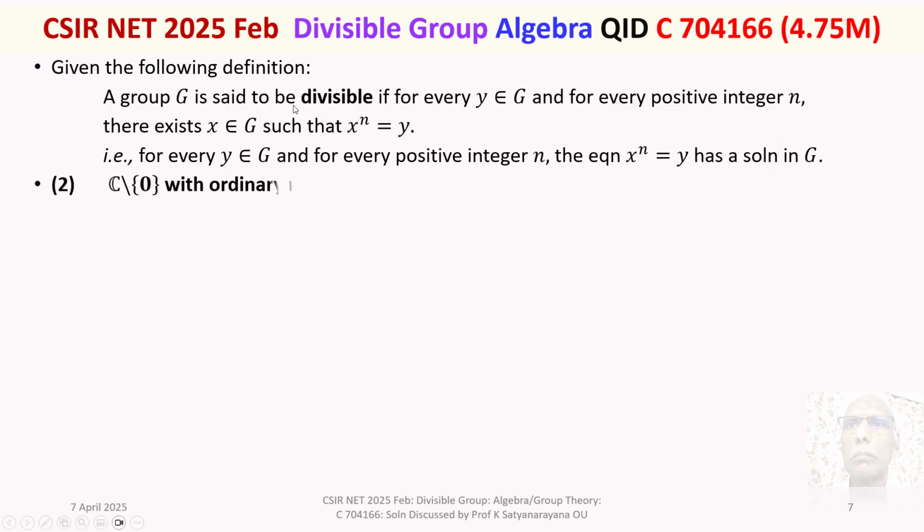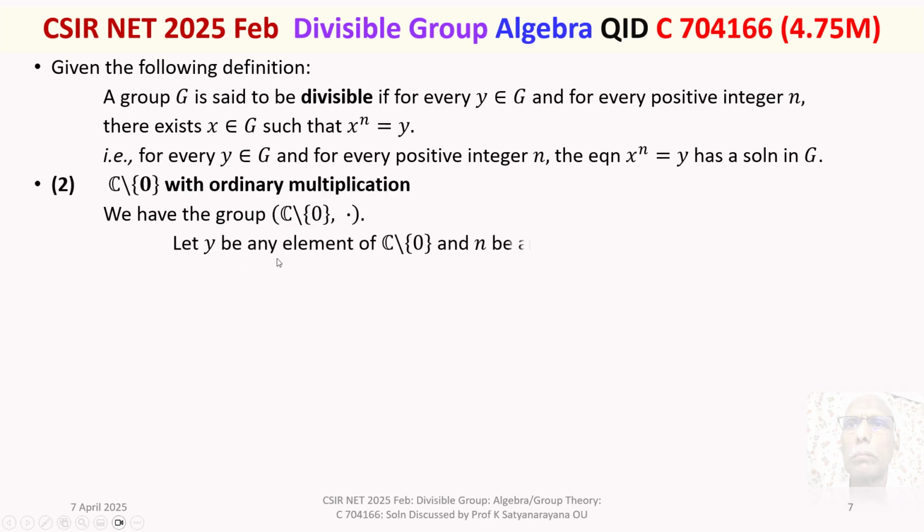So, that's the definition of divisible group. Option 2, C minus singleton 0, that is, the set of non-zero complex numbers, forms a group under ordinary multiplication. Is it a divisible group? That is the question. So, we have the group C minus singleton 0, non-zero complex numbers under multiplication, is a group. Let y be any element of C minus singleton 0. Let n be any positive integer.